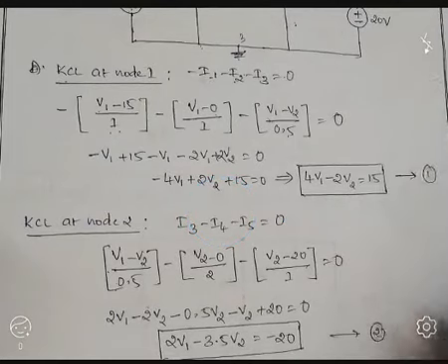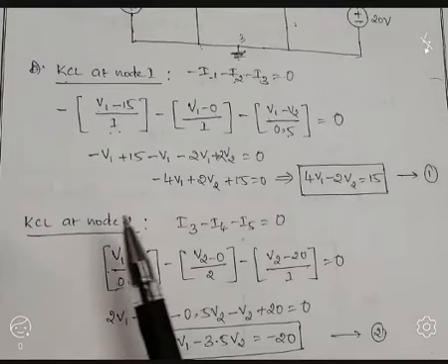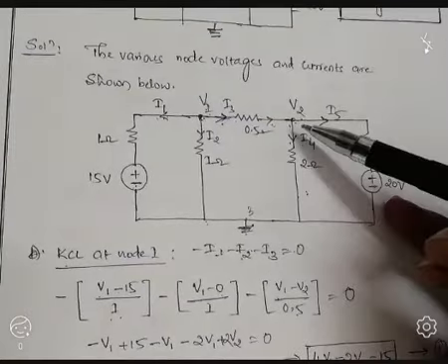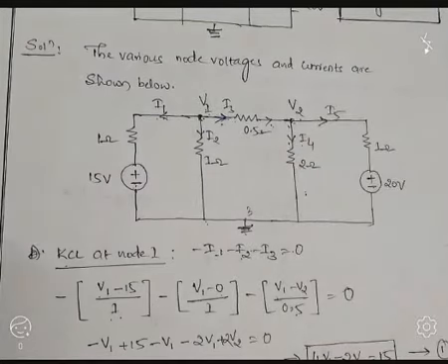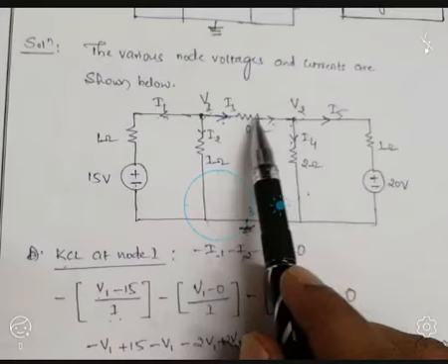Now I am going to apply the KCL at node 2. Node 2 is this one. For this node I am applying the KCL. This is the current I3 moving towards the node.